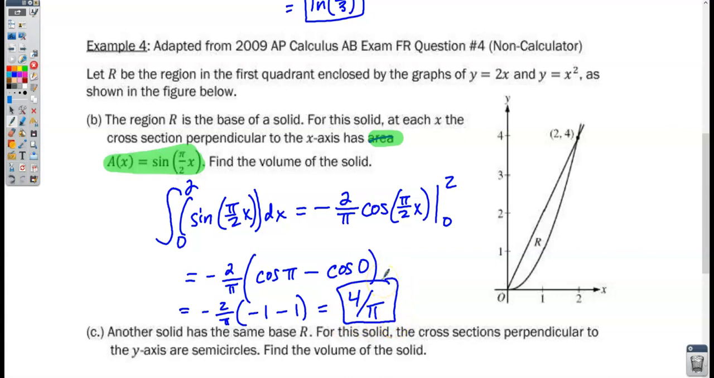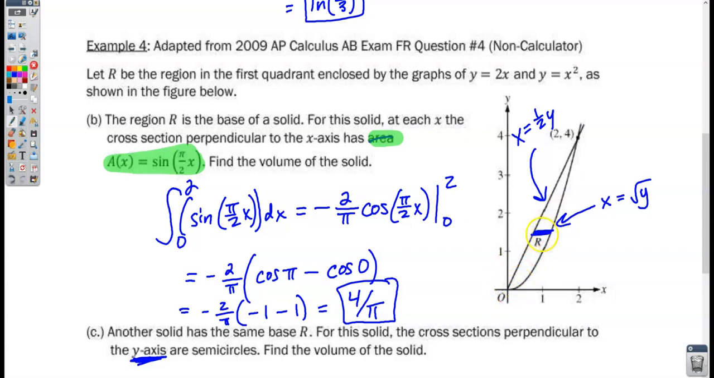Alright. Part C. Another solid has the same base R. For this solid, the cross-sections perpendicular to the y-axis are semicircles. So we're going perpendicular to the y-axis, which means we want to get these curves as x as a function of y. For the line, that's just going to be x equals 1/2 y. For the parabola, that's going to be x equals the square root of y. And it's the positive branch since it's to the right of the vertex. So those are our curves.